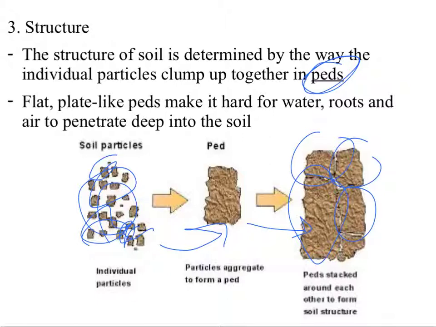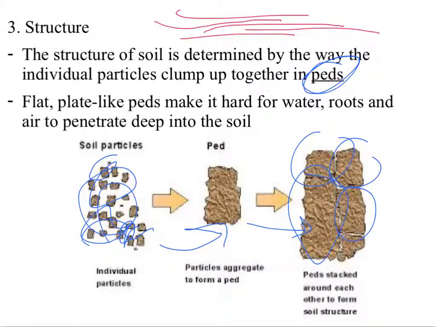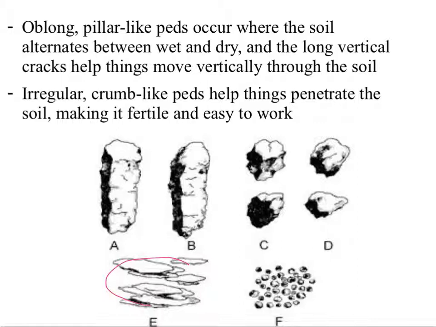We could be talking about flat plate-like peds, and we have a picture of that on the next slide. When these flat peds are stacked on each other like this, because of the kind of angle that they stack at, they make it hard for water and roots and air and other things from the surface to penetrate into the soil, because they have to go against the nature of the soil. And here, for example, are flat plate-like peds, this example.